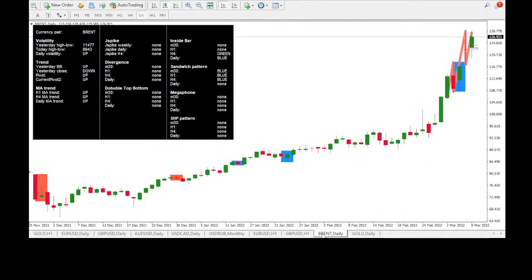What is important to say more? There is Brent oil. We're in a strong bullish trend. There is the price right now. We're trying to break 127 price, and right now we have a sandwich pattern, very strong in a bullish trend, and all indicators are showing more bullish trend.